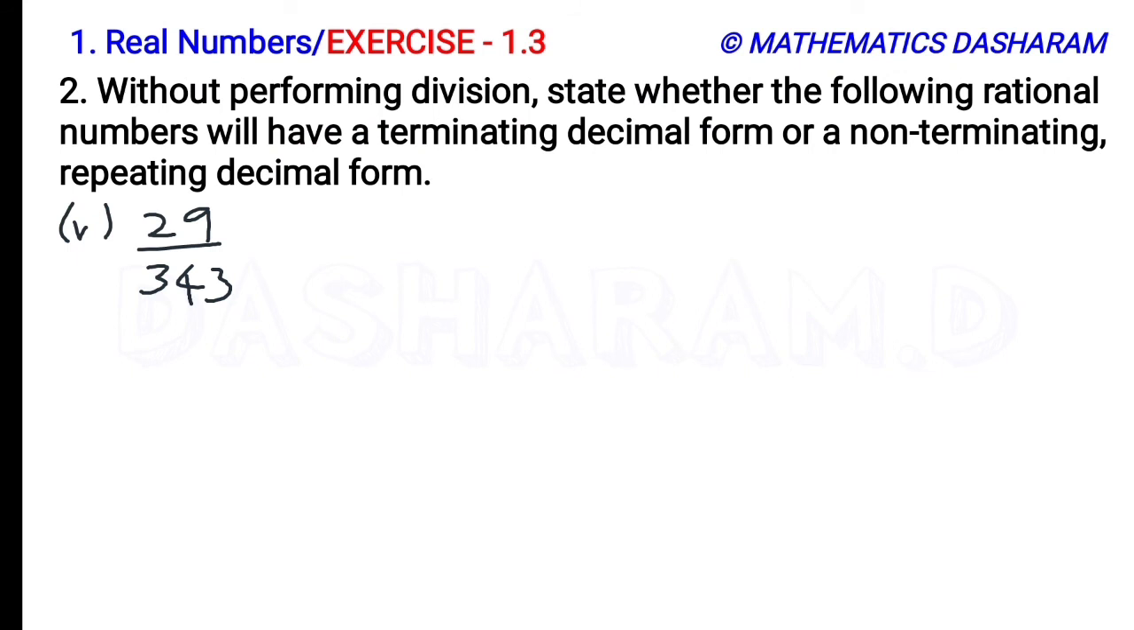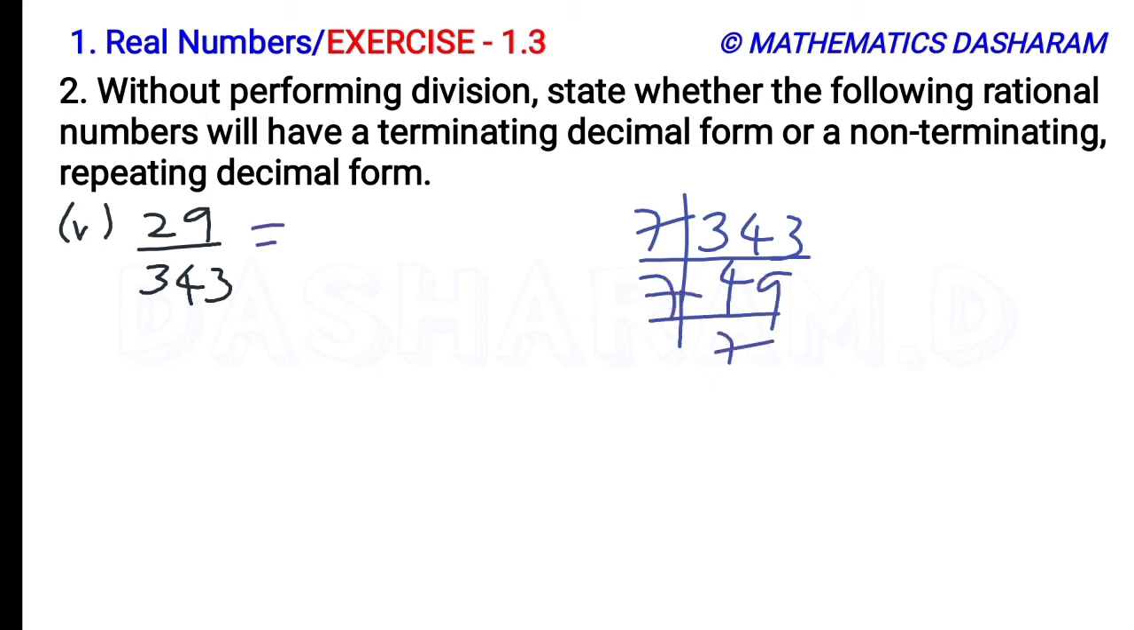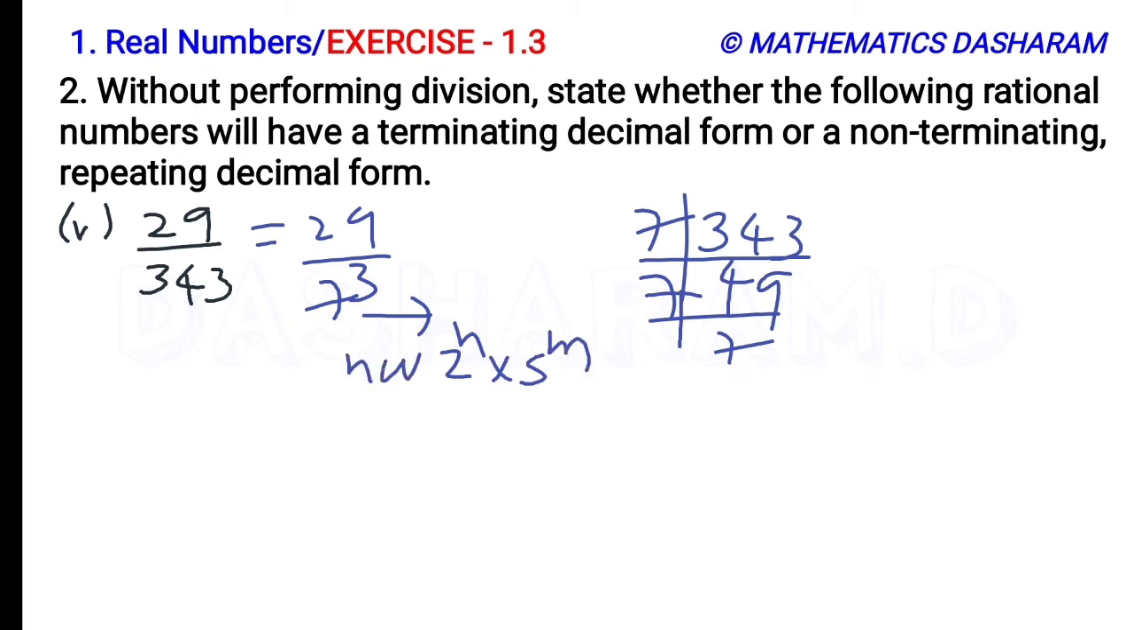Fifth question, 29 by 343. So it is coming in the 7 table. 7 4s are 28, remainder is 6, 63. 7 9s are 63, 7 7s are 49. So 29 divided by 7 cube. So it is not in the form of 2 to the power of n into 5 to the power of m. So the given fraction is a non-terminating repeating decimal.